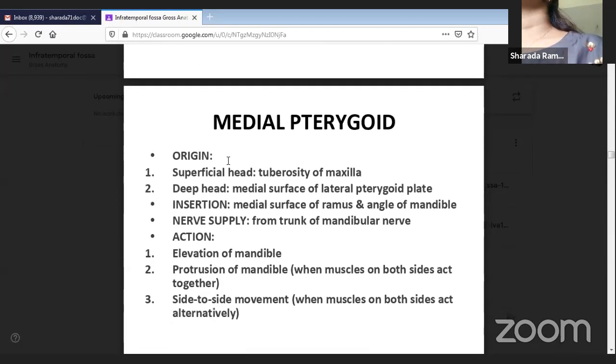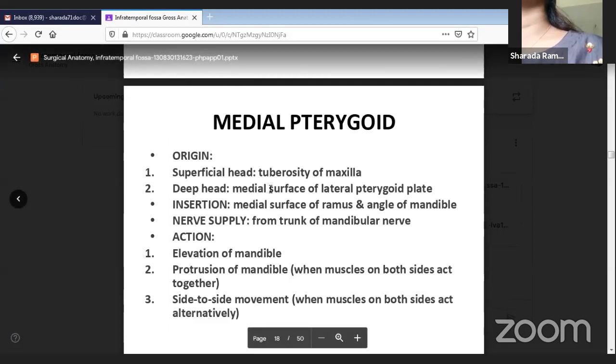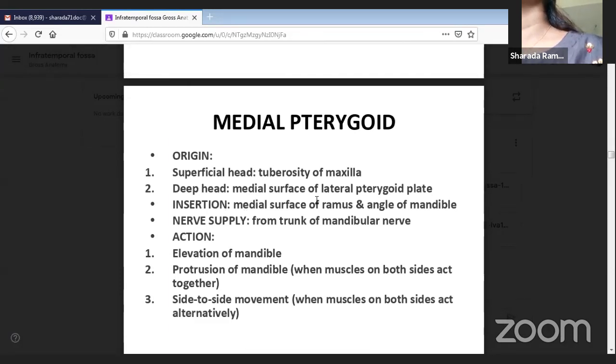So the origin is going to come from the tuberosity of the maxilla for the superficial head. For the deeper head, you're going to have it from the medial surface of the lateral pterygoid plate. So the lateral surface is taken up by the lateral pterygoid, so we are left with the medial pterygoid. So from the medial surface, you're going to get the medial pterygoid. And of course, the fossa and the other medial pterygoid plate, the lateral surface of it is going to take its origin.